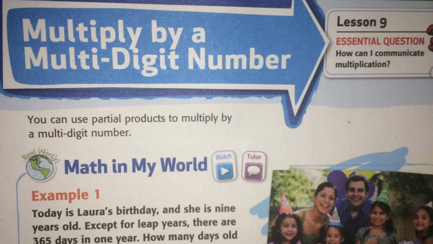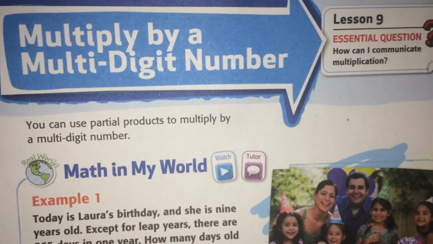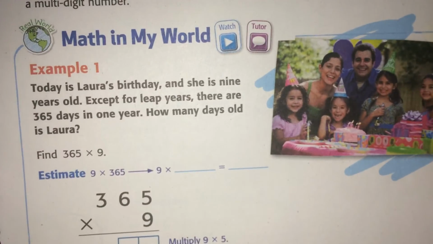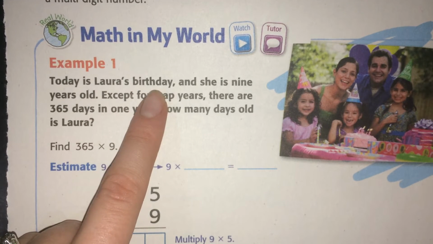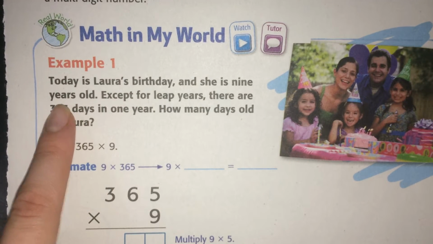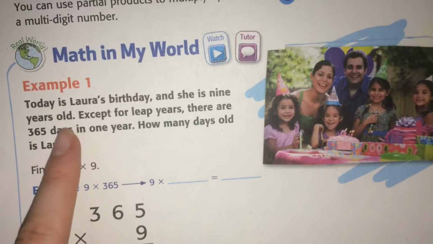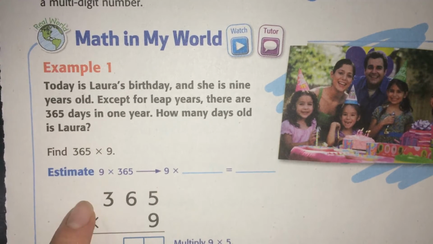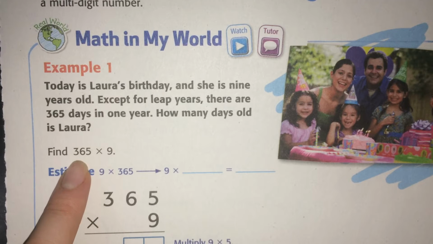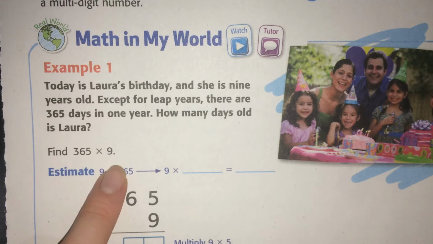Multiplying by a multi-digit number isn't really any different than multiplying by a two-digit number. You use the same steps. Okay, so let's take a look. Example 1. Today is Laura's birthday, and she is 9 years old. Except for leap years, there are 365 days in 1 year. How many days old is Laura? In this problem, you're going to have to find 365 times 9.